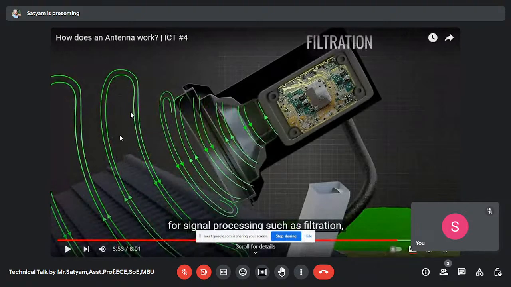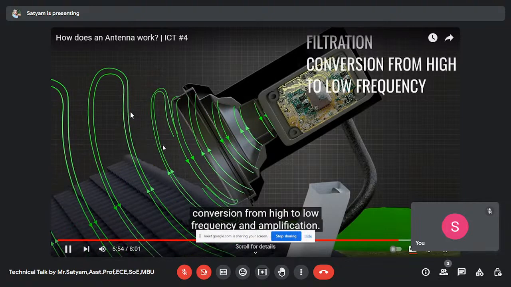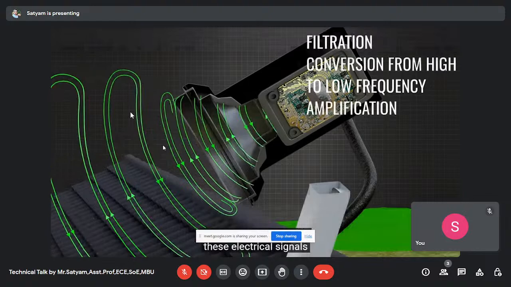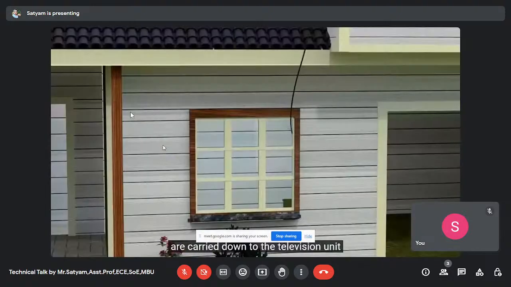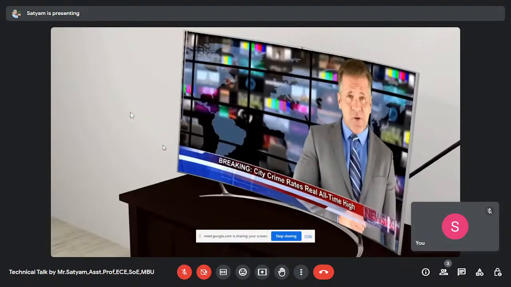Actually, we know when there's a free space, the wave is following TE or TM mode, right? And here, the wave is having a TEM mode, right? So there's a change in the mode in which the wave propagates. Outside in the free space, it is TE or TM. Inside this waveguide or transmission line, it is TEM, right? So that's all. Conversion from high to low frequency and amplification. After signal processing, these electrical signals are carried down to the television unit through a coaxial cable.